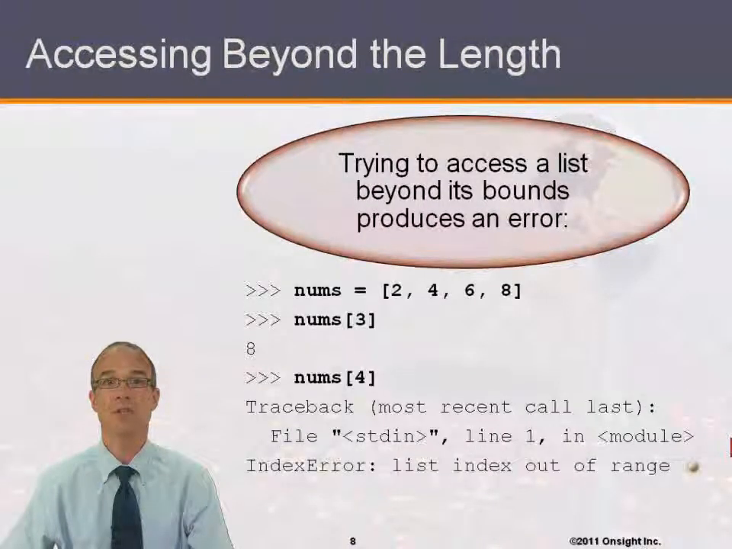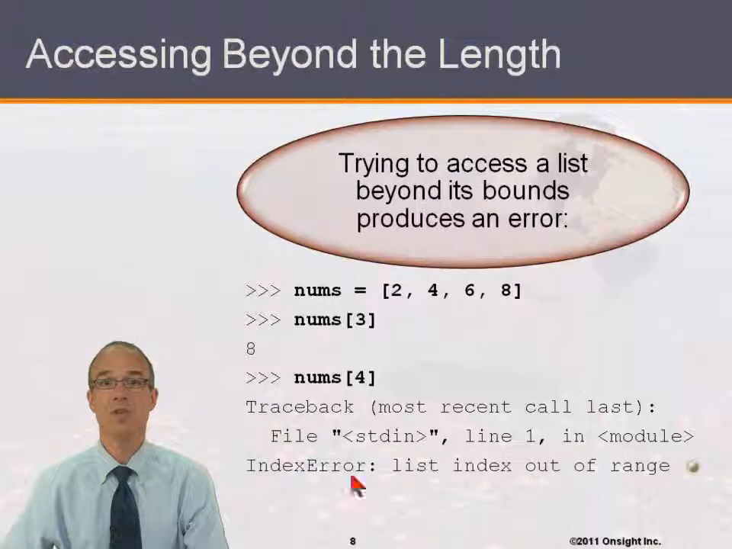This is going to produce an error. So here we create nums, 2, 4, 6, 8. So nums of 3 is the last item, 8. And what happens if I try to look at nums sub 4? I get this output. This is an error. This is what's known as an exception. And the exception type is shown right here, IndexError. We're trying to access this list outside of its range. And so in Python, if you try to access a list beyond its bounds, you get that error.